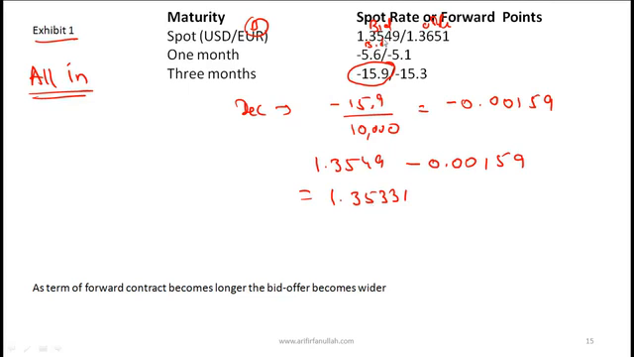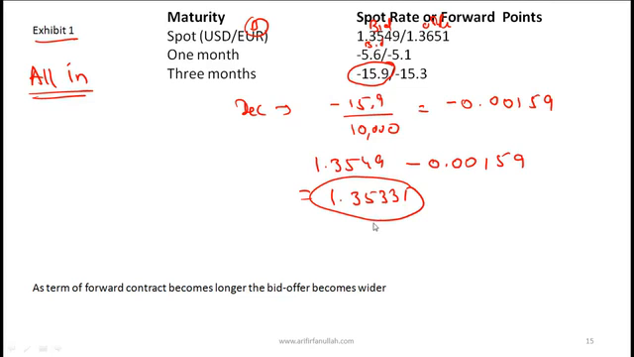So notice that the forward rate is lower than the spot rate, which is what you expect given that we have a negative number for the forward points, and we can tell based on this that the base currency is expected to weaken. So this means that the interest rate on the base currency must be higher than the interest rate on the price currency. So the all-in rate, as you have probably figured out by now, is simply the forward rate where the forward rate has been adjusted based on the forward points.